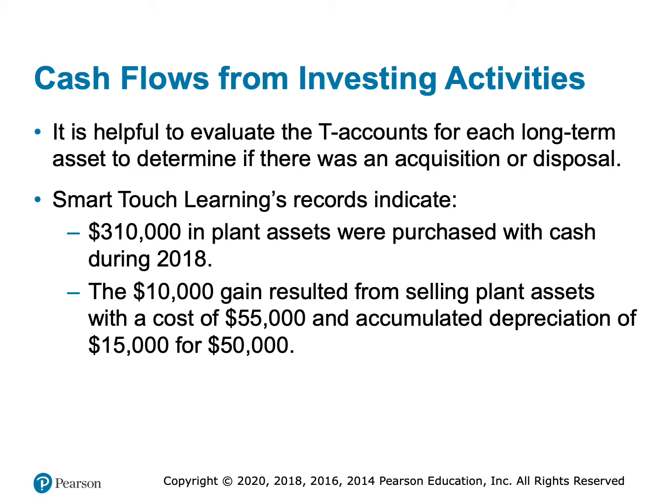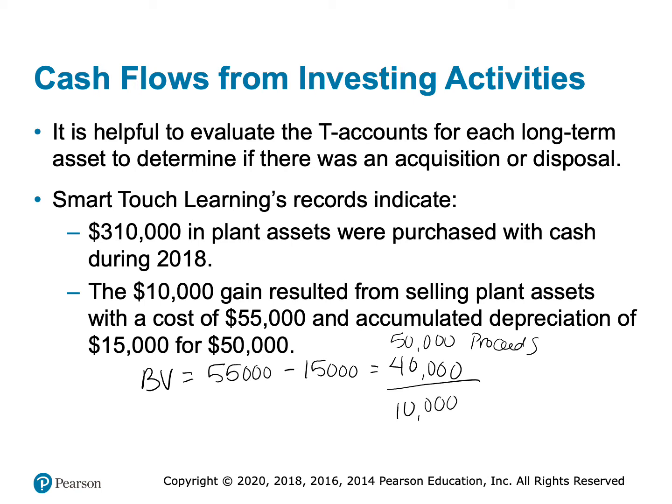Now, the plant assets had a cost of $55,000 and accumulated depreciation of $15,000, which means they had a book value of $40,000. That's the $55,000 cost minus the $15,000 accumulated depreciation. Since they had a book value of $40,000 and I sold them for $50,000, those are the proceeds, then that's where I get the $10,000 gain that I see reported in the income statement.